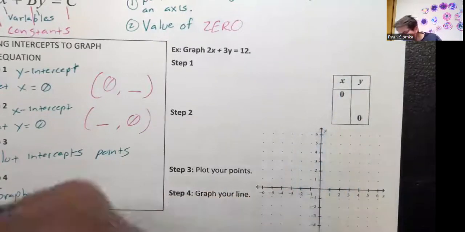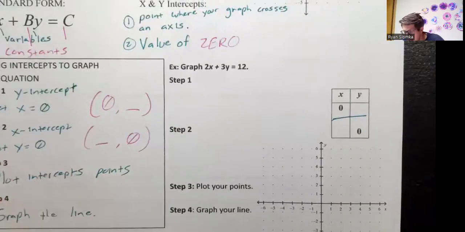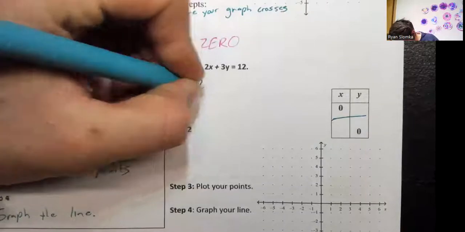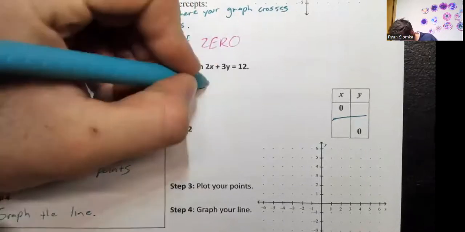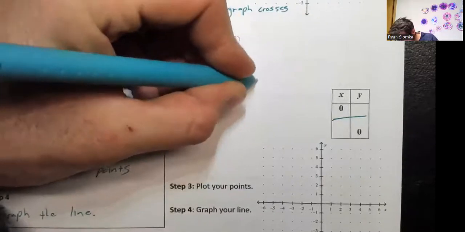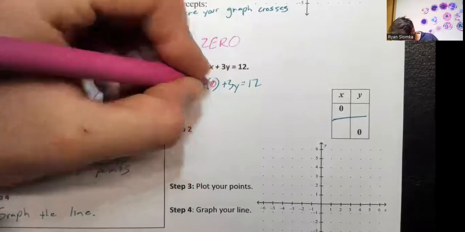I'm going to make a small table that only has 2 points in it, and each of these points is going to be an intercept. And you'll notice that my first point is going to have that x value of 0. So I'm going to have my 2, and I'm going to have my spot for my x, and I'm going to have my 3y and my equals to 12. I'm going to leave pretty much the entire thing the same. The only thing I'm going to do differently is I'm going to put the 0 in there.